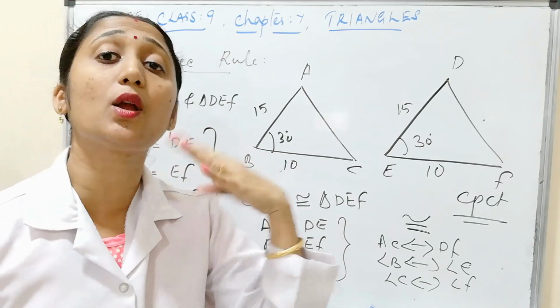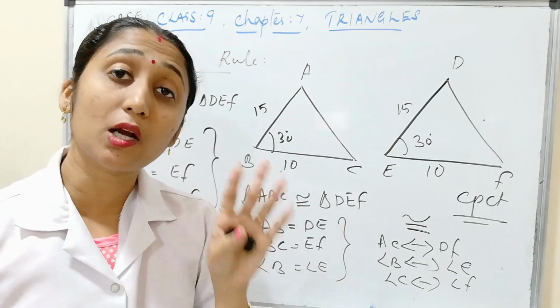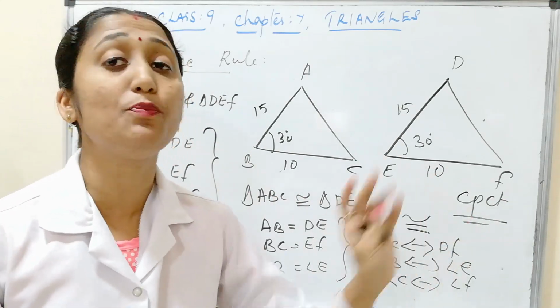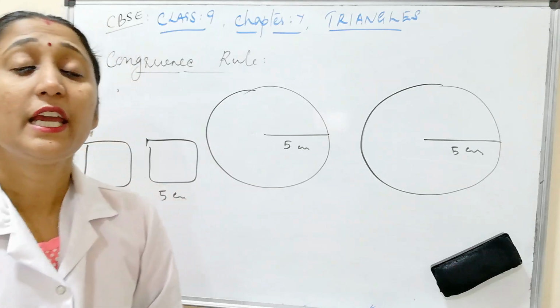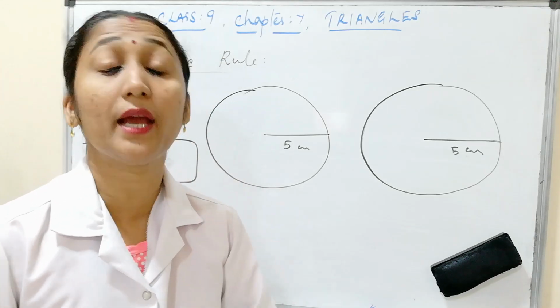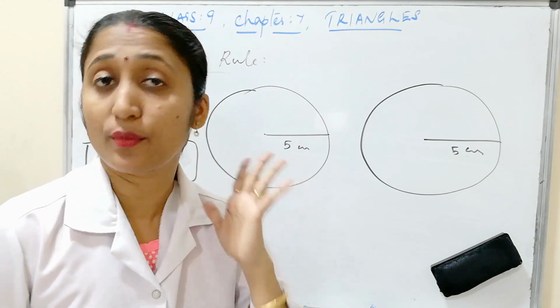They are equal, they are congruent. If the two triangles are congruent, remaining corresponding parts are also equal. That is the CPCT. Clear? If any two figures are in the same size and shape, then we call them congruent figures.